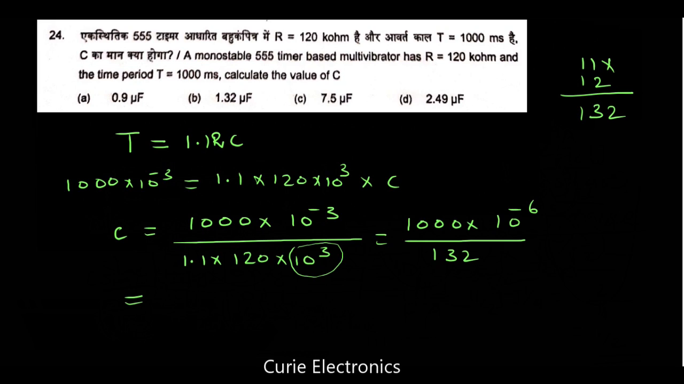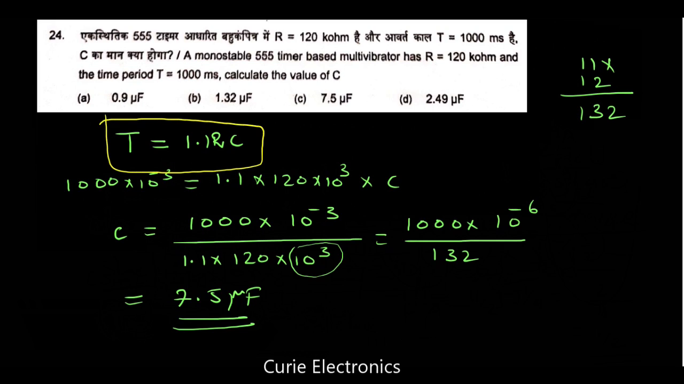If you look at the options, option A, option B, option C, option D, it is going to be 7.5 microfarad. If you have doubt, you put the value here. This 120 kilo ohm and 7.5 microfarad, you should get 1 second. 1000 millisecond means 1 second. So option C is the right answer, that is 7.5 microfarad.